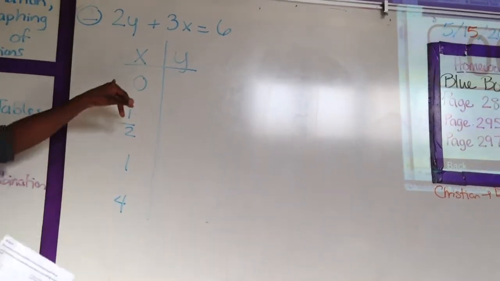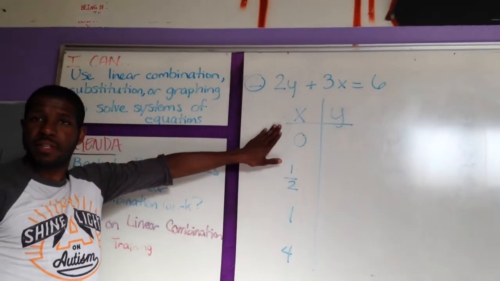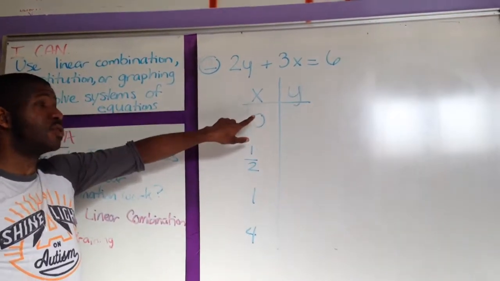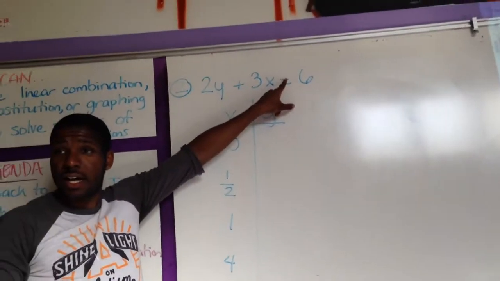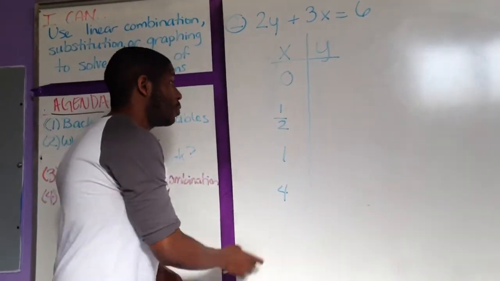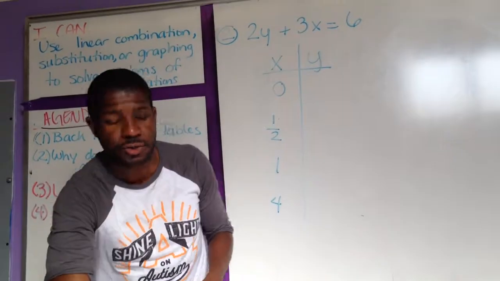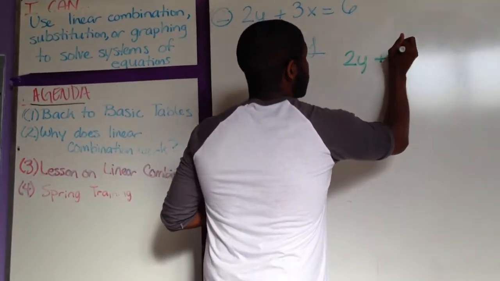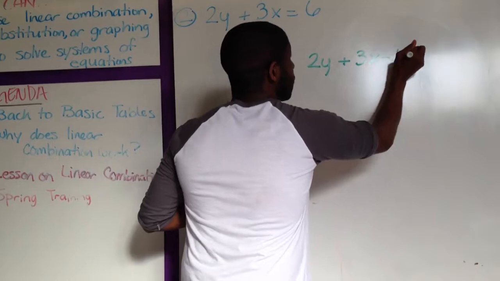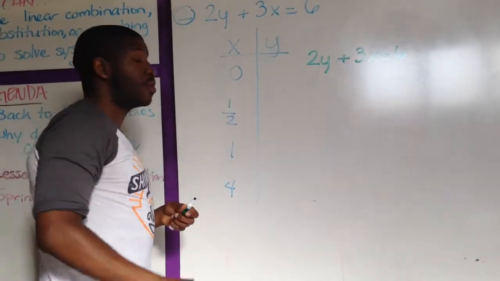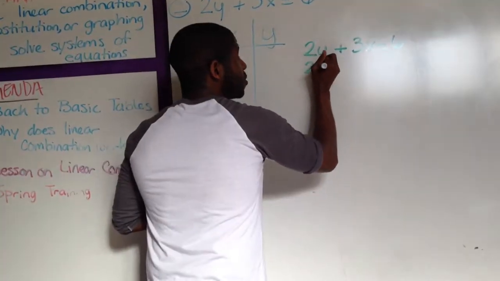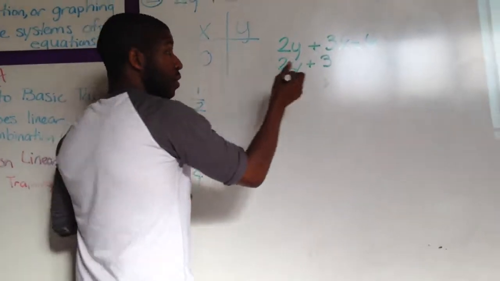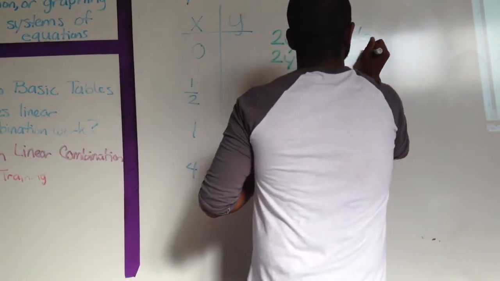All right, the same idea, we're going to substitute numbers in. Now, if this is my equation, I can substitute 0 in for x, right? So let's do that. I'm going to rewrite this equation right here. Hold on, let me get you a different color. I'm going to do 2y plus 3x equals 6. And everyone, you can add this to your papers too. I'm going to do 2y plus 3 times 0 equals 6.